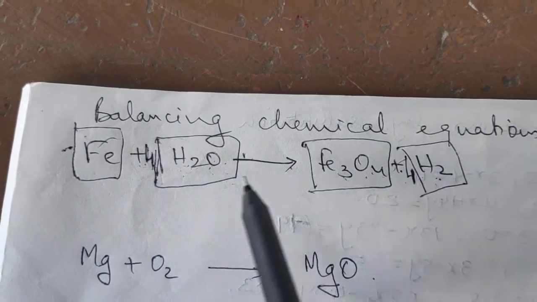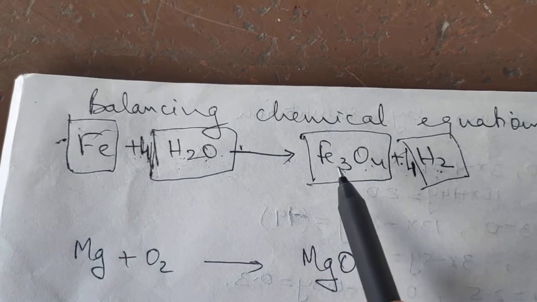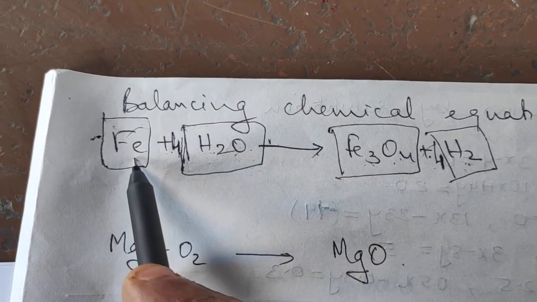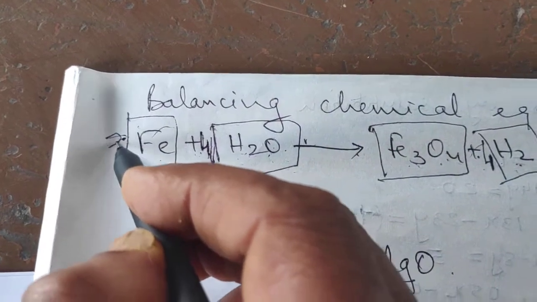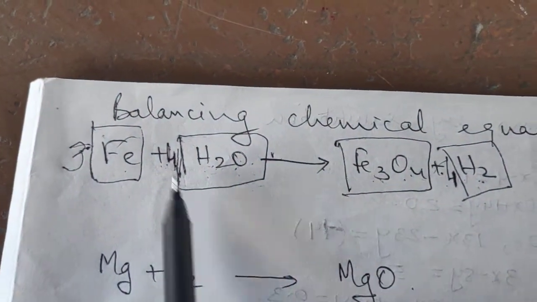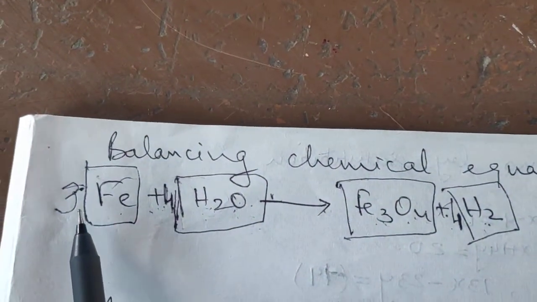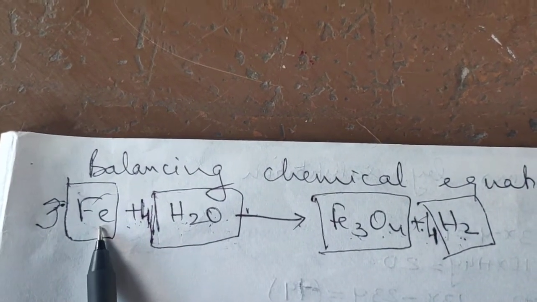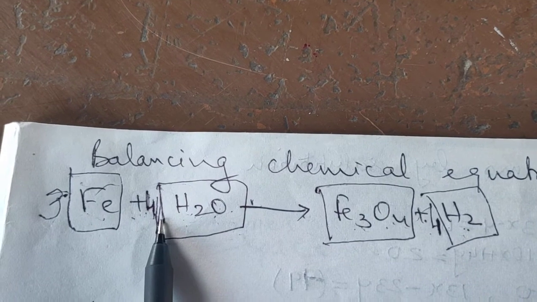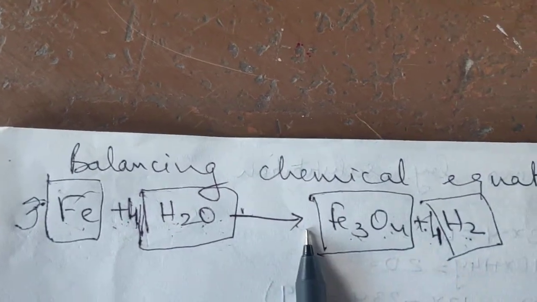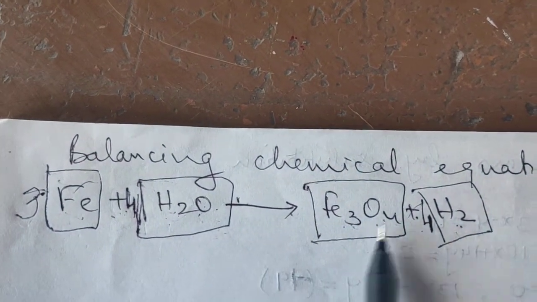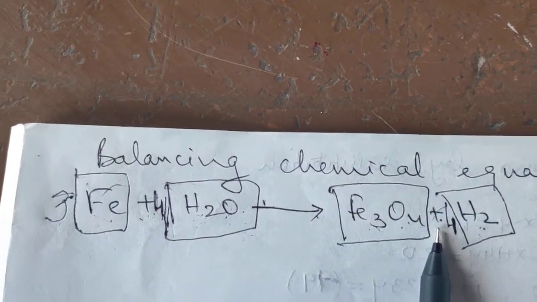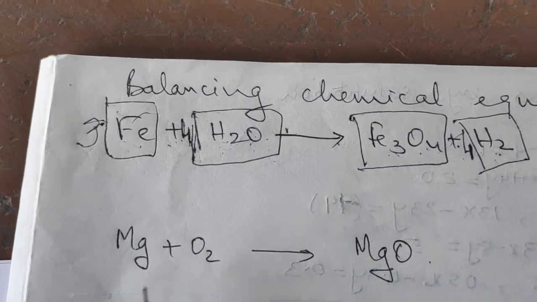Balanced. But now again, if you go through the equation, here iron is 3 and here iron is 1. So what should I do? Yes, you are right. Put 3 over here. So your final balanced form will be, you read it like this: 3 molecules of iron reacts with 4 molecules of water to give 1 molecule of Fe3O4, that's iron oxide, and 4 molecules of hydrogen gas. Understood? Let us take up one more example.